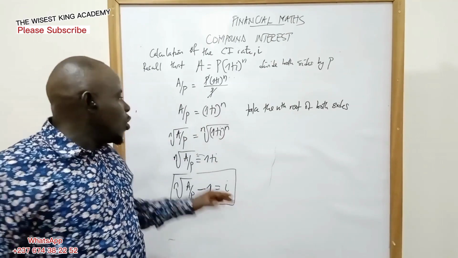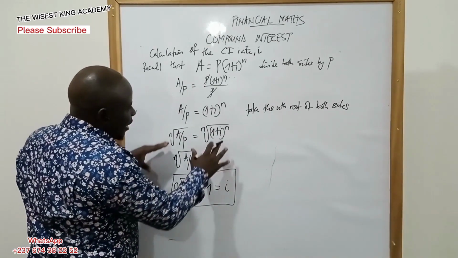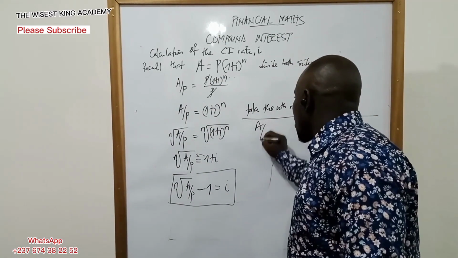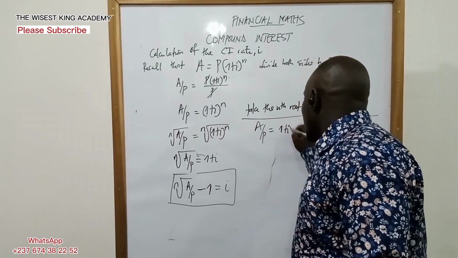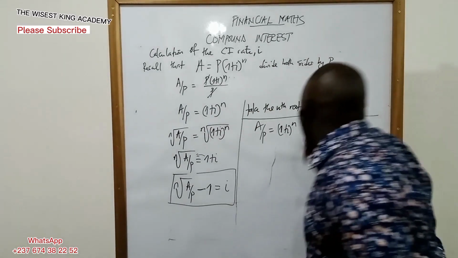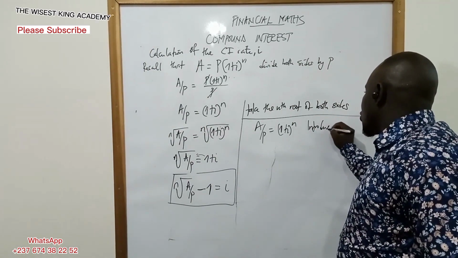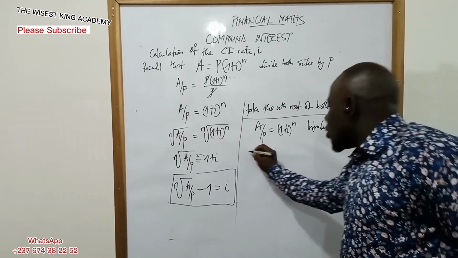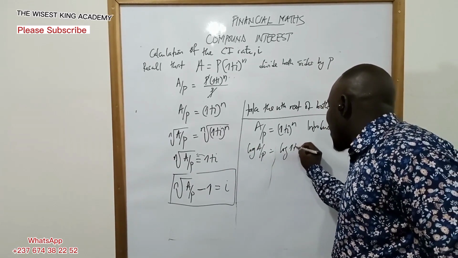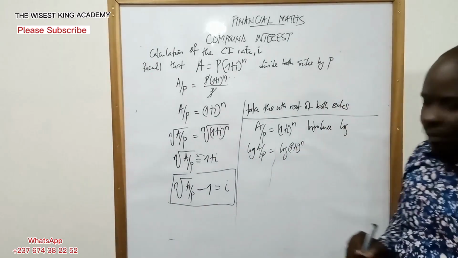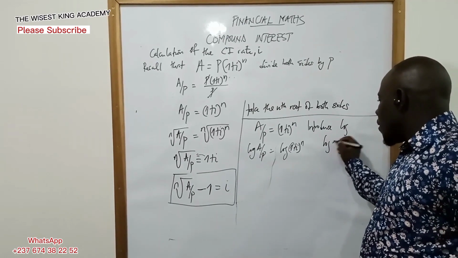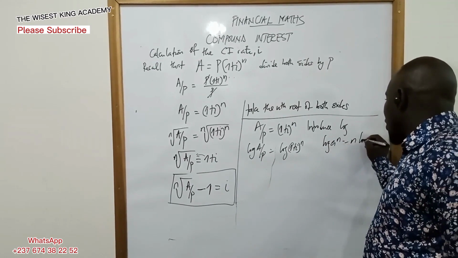You have to use log. So at this juncture, let's say we have A over P equals 1 plus I raised to the power n. At this stage, if we introduce log on both sides, we have log A over P equals log of 1 plus I raised to the power n. Remember, log A^n is equal to n log A.